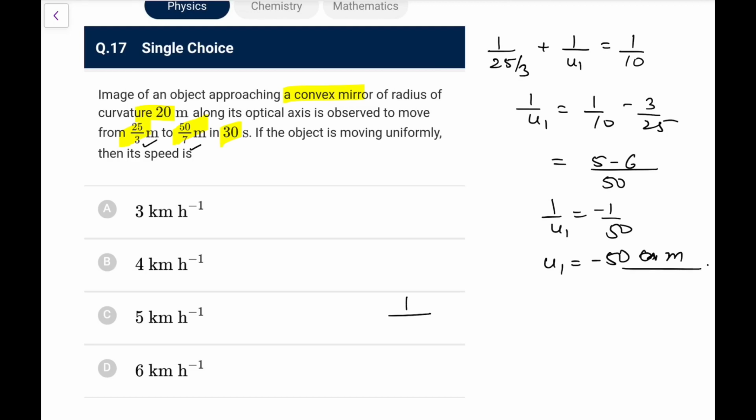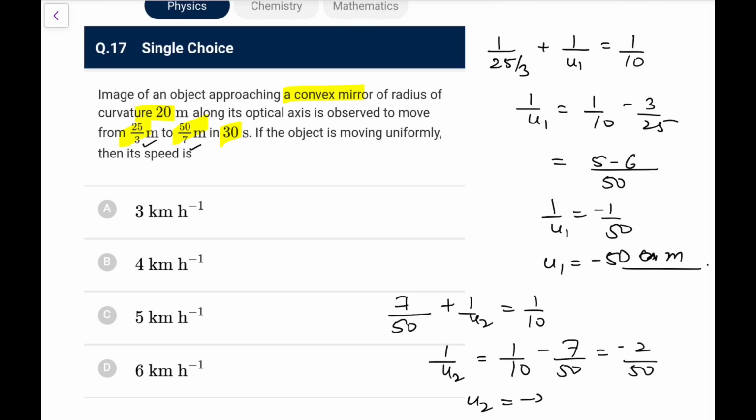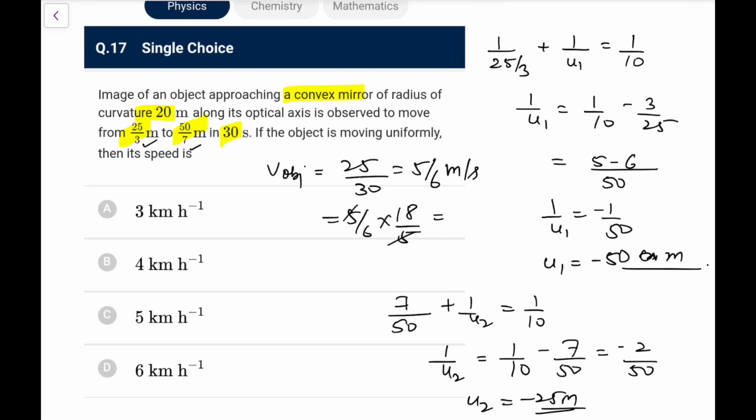Similarly for the second case, 1 upon 50 by 7, or I can write 7 by 50 plus 1 by u2 is 1 by 10. So the second position is 1 by 10 minus 7 by 50, it is minus 2 by 50, that is u2 is minus 25. So it has moved 25 meter in 30 seconds. So the speed of the object would be 25 meter in 30 seconds. So it is 5 by 6 meter per second. If you have to convert it into kmph, multiply by 18 by 5, this comes out as 3 kmph. So go for option A.